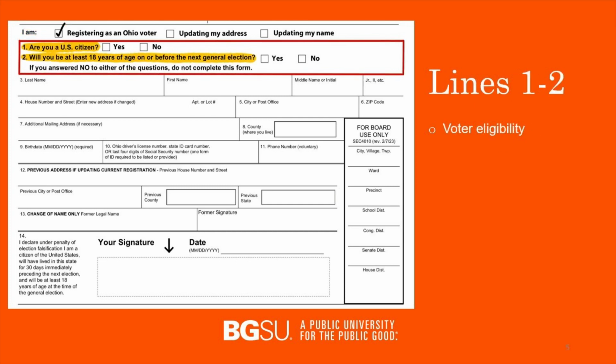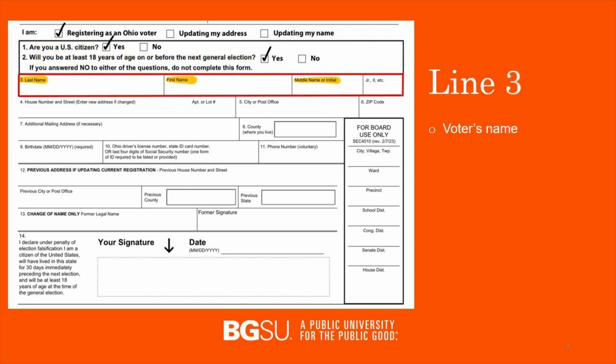Numbers 1 and 2 of the form are required by law and help determine basic voter eligibility. It asks voters to verify if they are a U.S. citizen and that they will be at least 18 years old on or before the next general election. If a registrant answers no to either question, they may not register to vote.